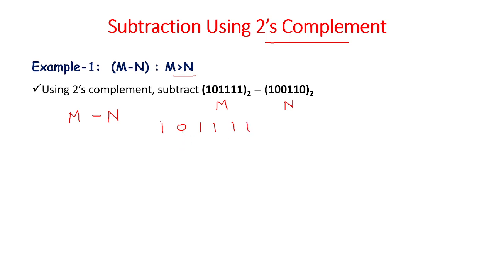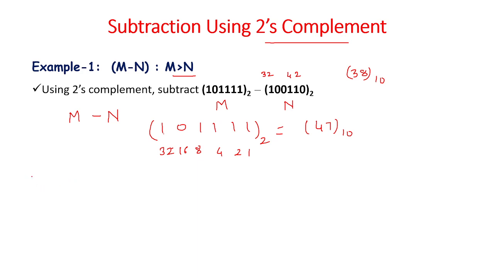Here, the number 101111 is given in binary, which is equivalent to 47 in decimal. It can be calculated using the weights 1, 2, 4, 8, 16, and 32, which are the weights of the individual bits. So 32 plus 8 plus 4 plus 2 plus 1 represents 47. Similarly, this number n is 32 plus 4 plus 2, so it is 38. We are subtracting 38 from 47 in this case, and we will see it with the help of 2's complement.